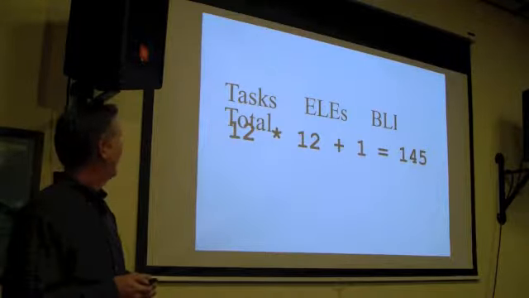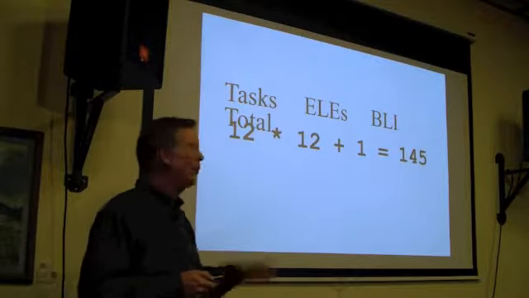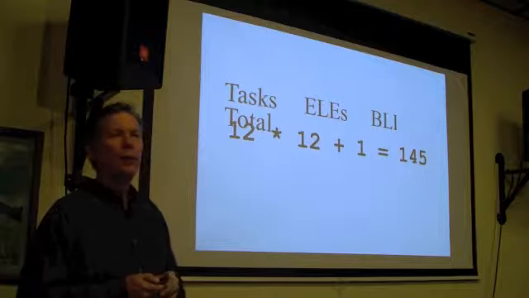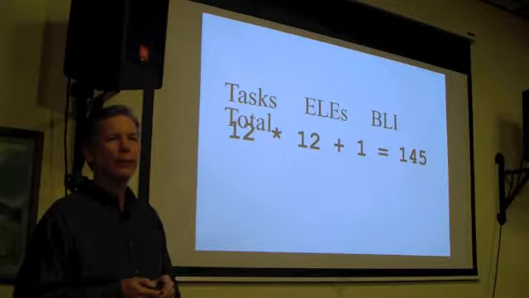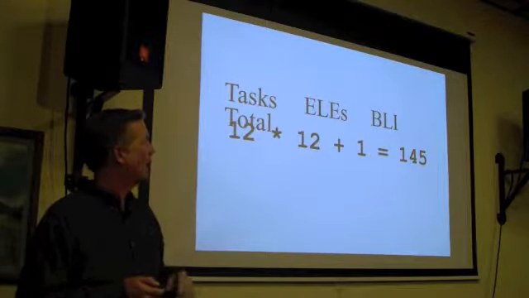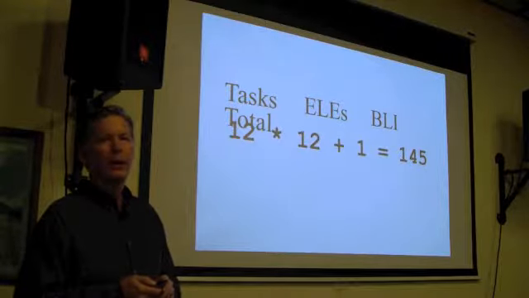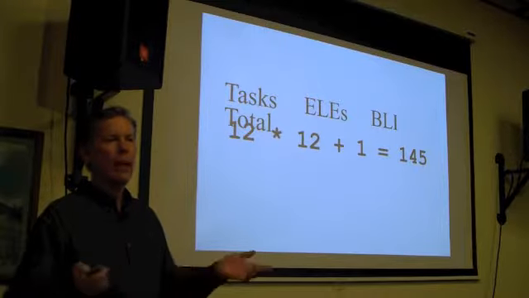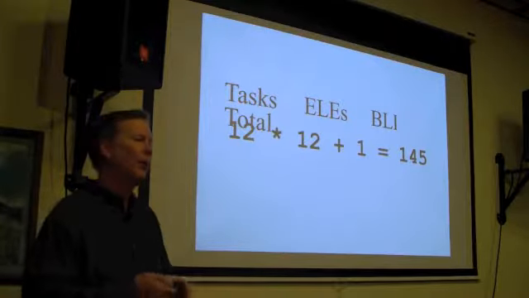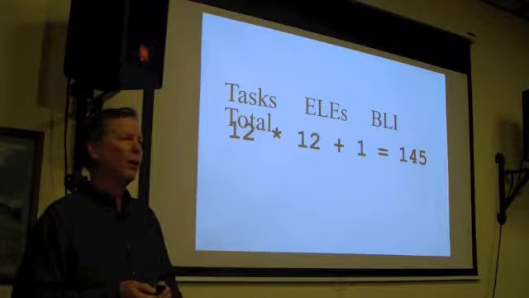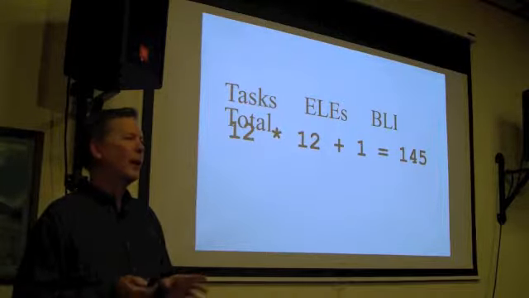Sorry. Is this really what we're looking at then? Is it 12 tasks by 12 estimation log entries plus the backlog item? Are we loading 145 items, domain objects, into memory every single time that we do anything at all on this backlog item? Well, not necessarily.